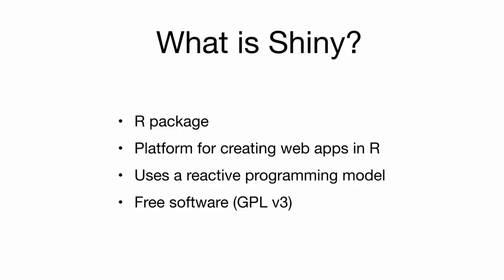Shiny is an R package that we're developing at RStudio. It's a platform for creating web applications in R, and it uses a reactive programming model, which makes it really easy for application developers to use their existing R knowledge to create interactive applications. You don't have to know about all sorts of complex underlying stuff like callbacks, and all of that is sort of abstracted away. So you can write this like you're writing regular R code, or almost like that. And it's free software. It's licensed under the GPL version 3.